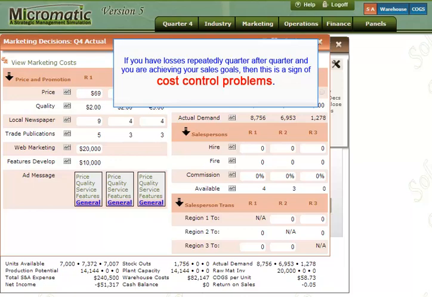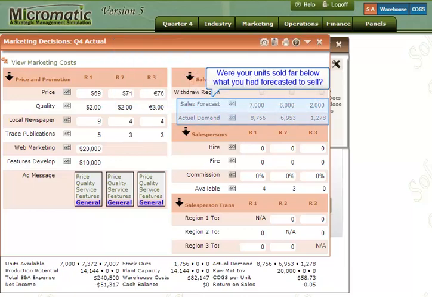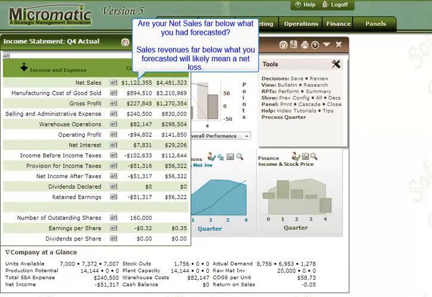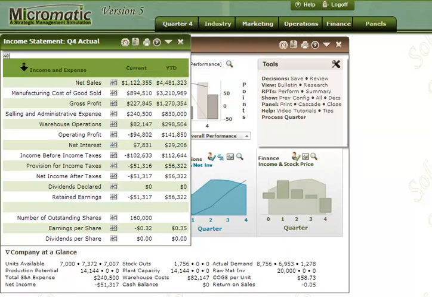If you are experiencing repeated losses when you are having good sales, then you have a fundamental problem that needs to be corrected. If your actual sales were considerably short of what you forecasted, this needs to be corrected before you are likely to be profitable. If the number of units that you sold is, let's say, 4,000 units less than what you forecasted, this will have a direct impact on your net sales revenues. So if you forecasted to have 900,000 in sales revenues, but only had 700,000 in sales revenues, the loss of that 200,000 in revenues would likely result in a loss for the quarter.